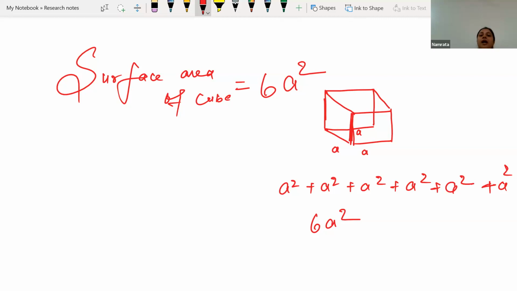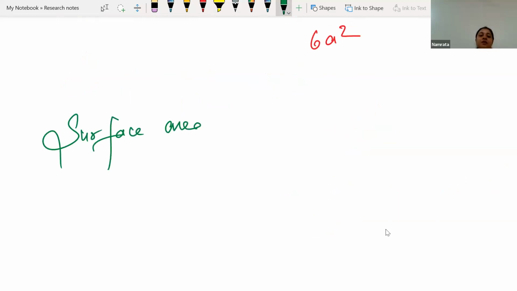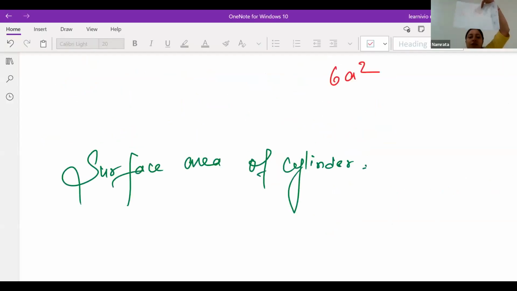Now the third three-dimensional shape we have today is the surface area of a cylinder. Now how can we make a cylinder? We can take a rectangular sheet of paper like this, and we are going to fold it.